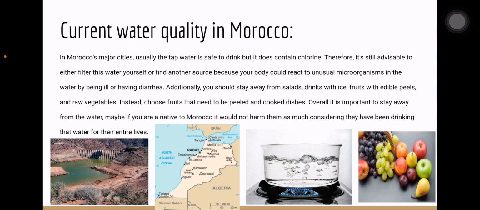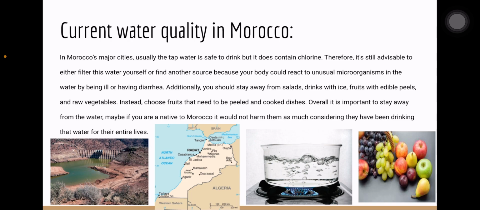Additionally, you should stay away from things such as salads, drinks with ice, fruits with edible peels, and raw vegetables. Instead, choose fruits that need to be peeled and choose cooked dishes. Overall, it is important to stay away from the water. It is a possibility that if you are a native to Morocco, it will not harm you as much, considering they have been there their entire lives.